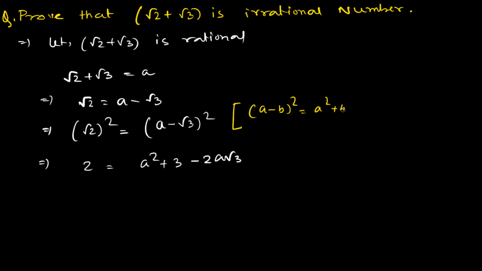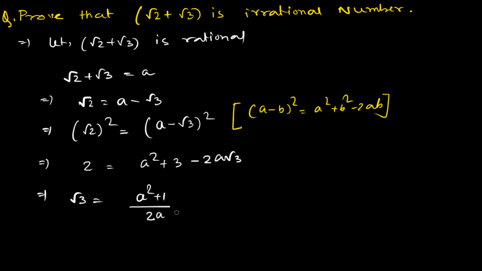We should always write down the formula as a side note. So we are using this identity, a minus b whole square equals a square plus b square minus 2ab, to get the a square plus 3 minus 2a root 3 part. We always should write it down. Now we should try to get the value of the irrational number root 3, that equals, if I calculate, a square plus 1 by 2a.